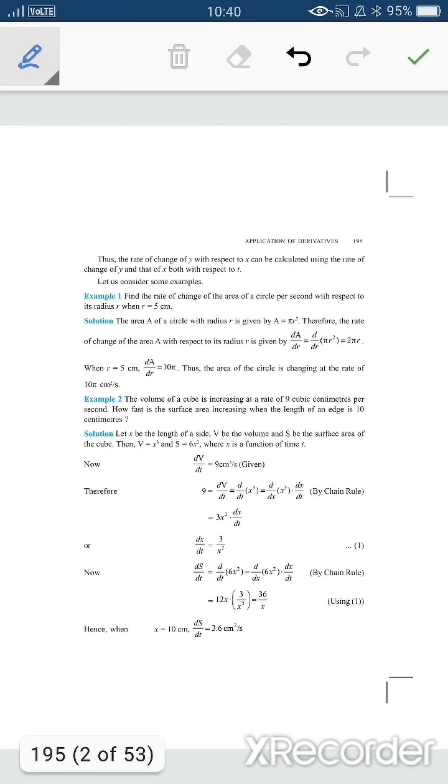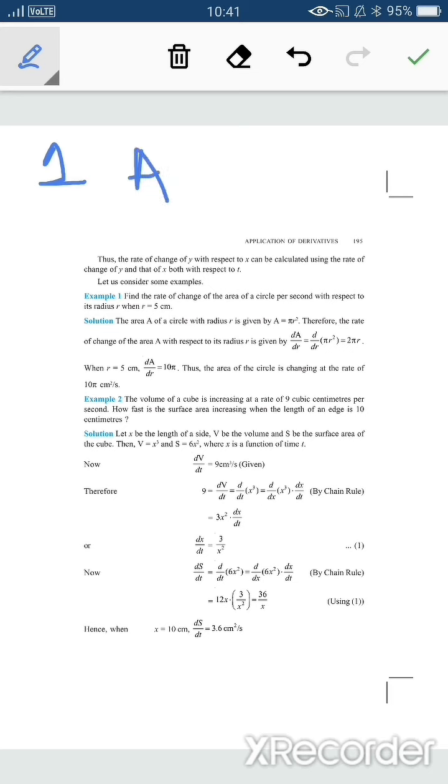Now next is examples. Before starting with the examples, let us introduce some important aspects which you need to understand. So the very first aspect is, always introduce your question by labeling the variables.